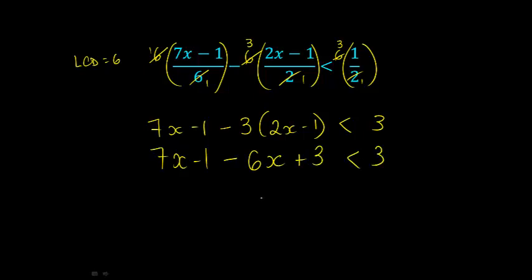Collect like terms, so I get on the left-hand side x plus 2 is less than 3, and then subtract 2 from both sides to get x is less than 1. And that's it. All you've got to remember here is that you want to multiply every single term by your lowest common denominator.